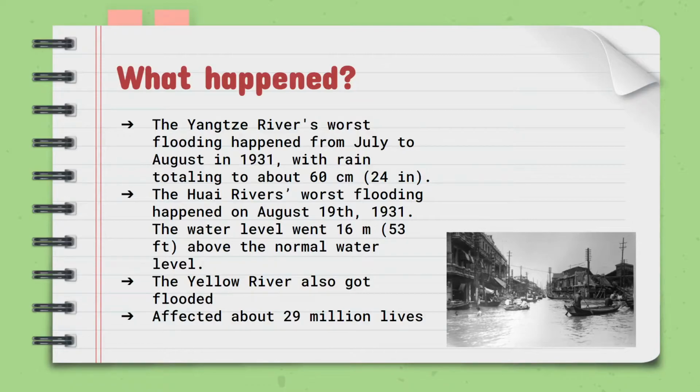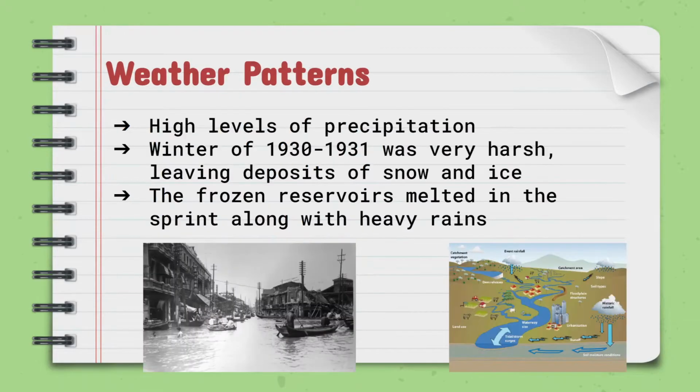And so what happened? The worst flooding in this river occurred from July to August in 1931, with the rain totaling about 24 inches. And the Hui River's worst flooding happened on August 19, 1931, when the water level went 53 feet above the normal water level. And then the Yellow River as well was flooded, which affected about 29 million lives.